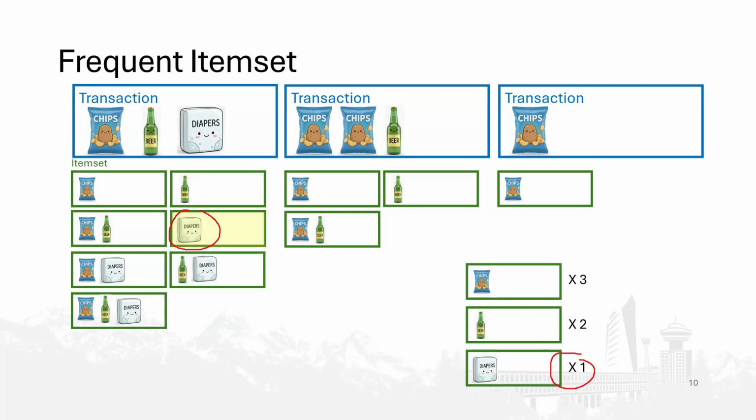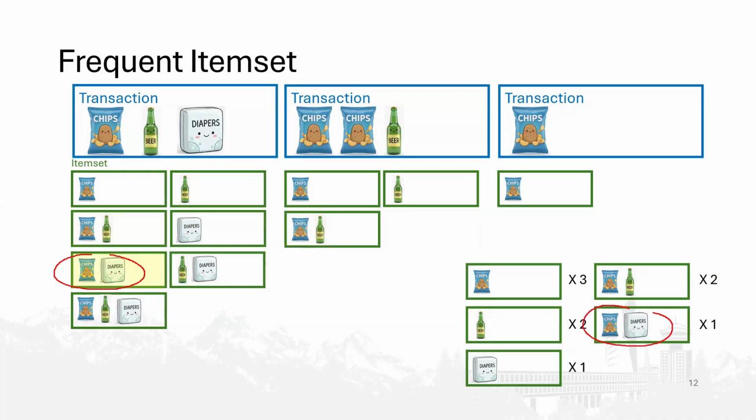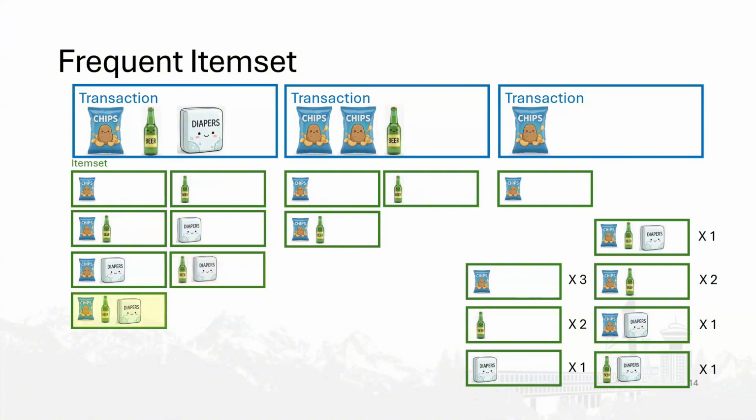Now we just need to repeat the same thing for the 2-item sets here. The 2-item set of chips and beer appears twice, so that is 2 times. Another 2-item set, chips and diapers, appears only once, in the first transaction. And then another 2-item set, beer and diapers, also only appears once in the first transaction. Then lastly, we also need to count how many times the 3-item set appears, also only once, from the first transaction. Now we have the support counts of each item set.